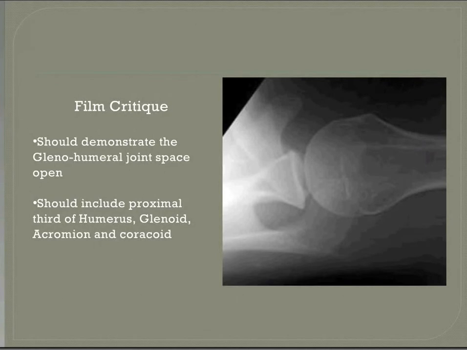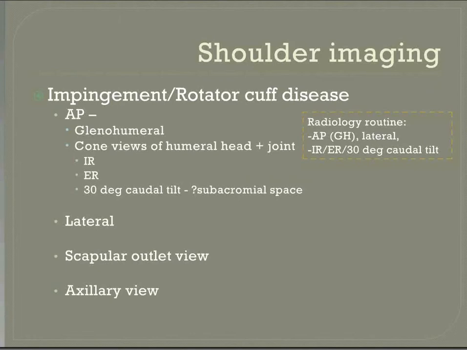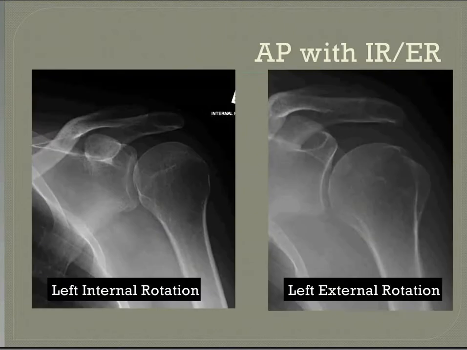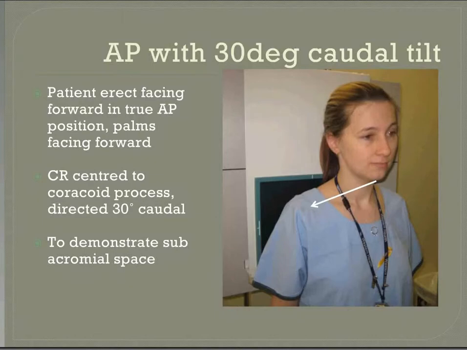For impingement cases, the requirements were to do an AP, so the glenohumeral view again, with internal and external rotation of the humerus, as well as a 30-degree caudal tilt to look at the subacromial space, a lateral, a scapular outlet view, and again the axillary view. So this is the difference between the internal and external rotation x-rays, and the 30-degree caudal tilt view to look into the subacromial space, which is this x-ray here.